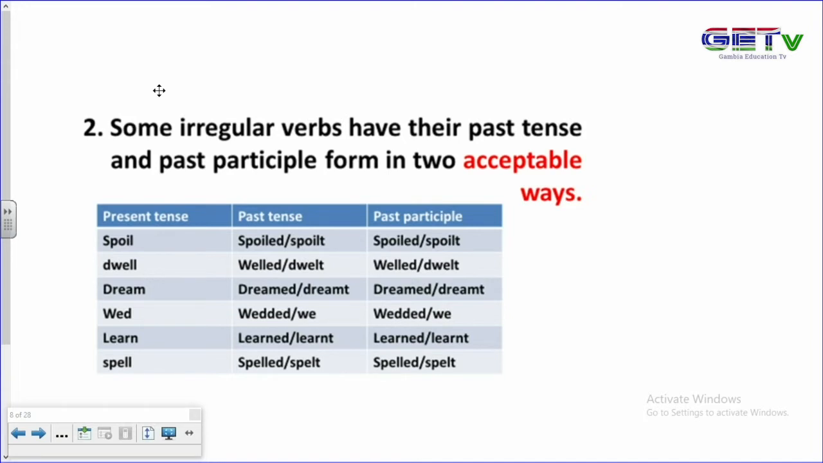Dream, it can take -ed, regular. It can also take the irregular one, dreamt. Wed, wedded, it can also take wed. The same thing applies to the past participle, wed, wedded, and wed. Learned, learnt. Spell, you can add -ed if you like. You can also change it: instead of adding -ed, just add a t, which would give you spelt.